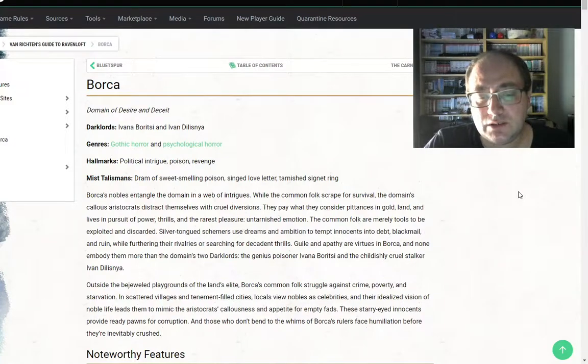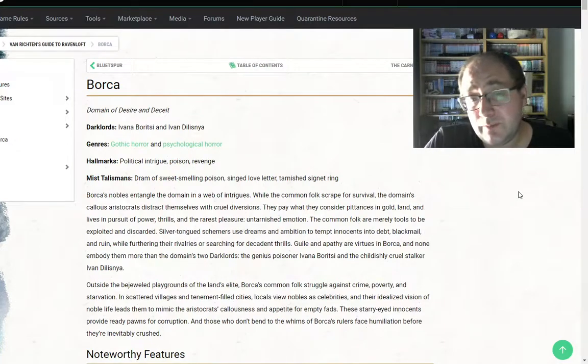It did not get created at the same time as Barovia, for example, but it's actually closely connected to Barovia because one of the important people in this domain is a descendant of somebody who ran away from Barovia. He was a treacherous noble who betrayed Count Strahd von Zarovich and then fled and ended up in this domain, which is kind of a neat connection to Barovia.